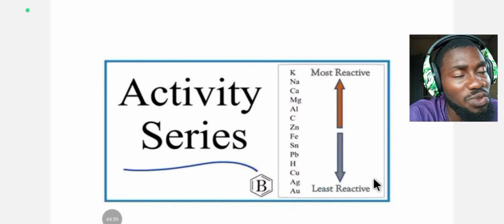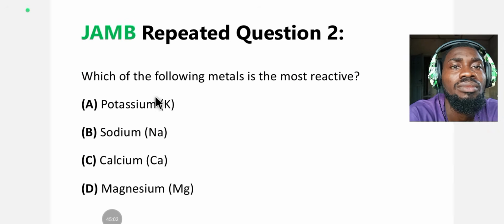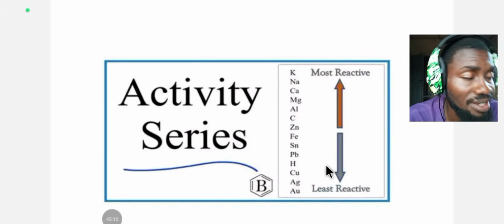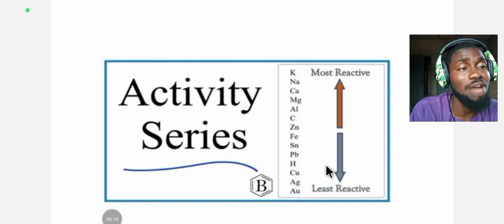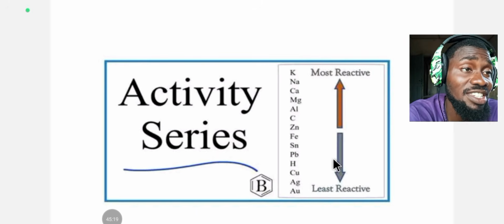So how do you use the activity series to figure out the most reactive and least reactive metal? You just have to know the activity series by heart. You have potassium, sodium, calcium, magnesium, aluminium, and so on and so forth. You have to know the position of each of the elements in the activity series.